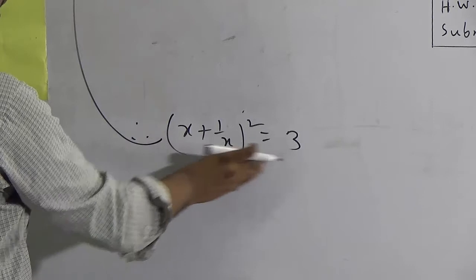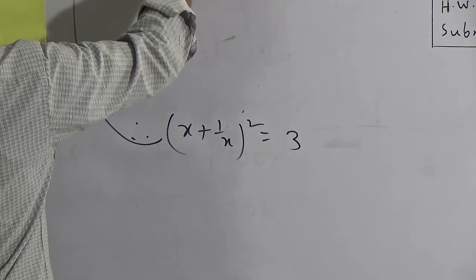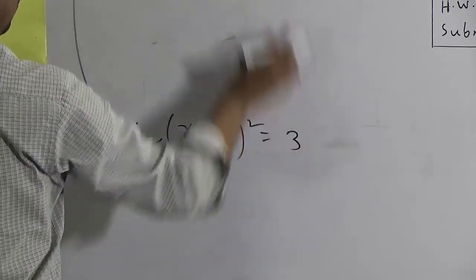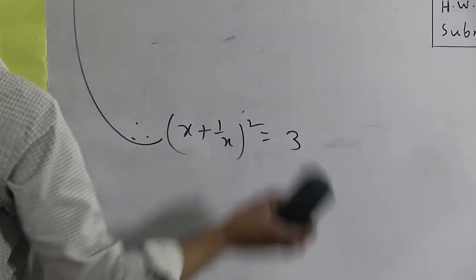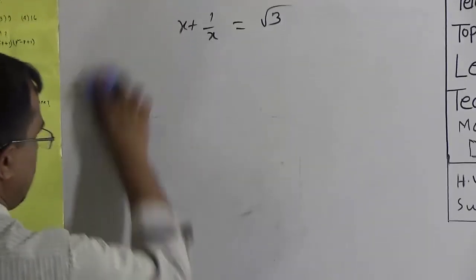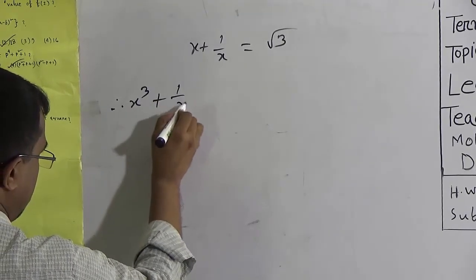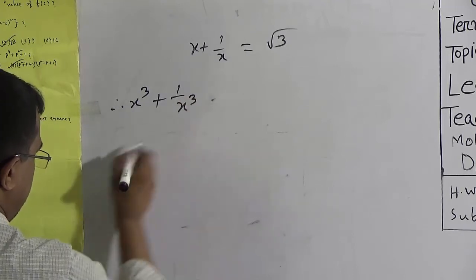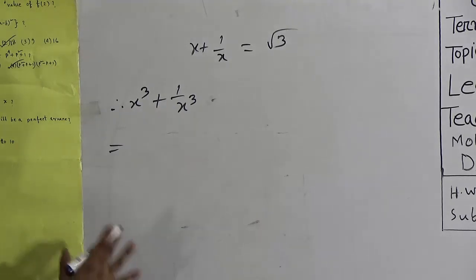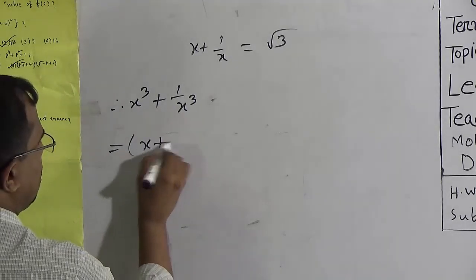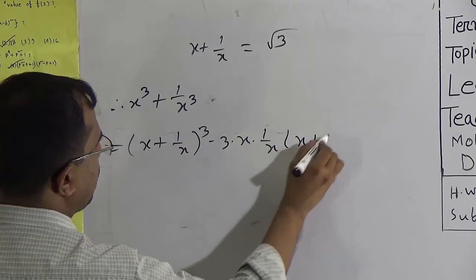if we take the square root on both sides, then square and root will be cut, then x plus 1 by x will exist, and this is equal to root 3. That means the value of x plus 1 by x equals root 3. Now we can easily find the value of x cube plus 1 by x cube. If we consider x as a and 1 by x as b, then we can apply the formula a cube plus b cube equals a plus b whole cube minus 3ab into a plus b.